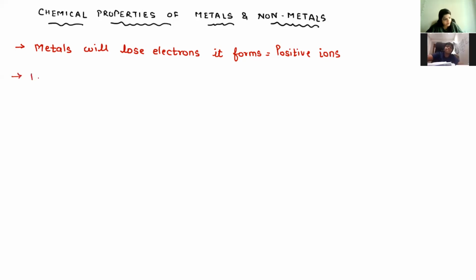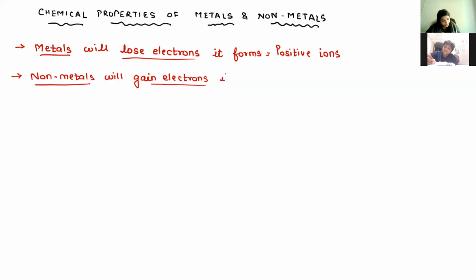And non-metals will gain electrons, and they form negative ions. So metals will lose electrons and form positive ions. Non-metals will gain electrons and form negative ions.